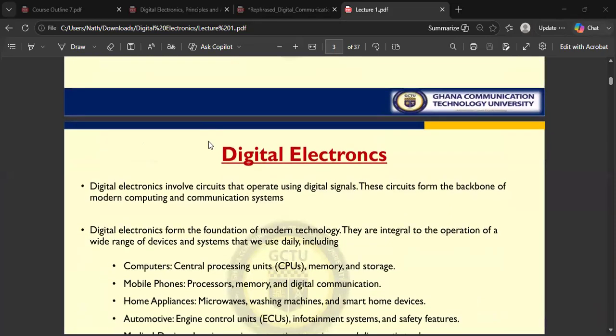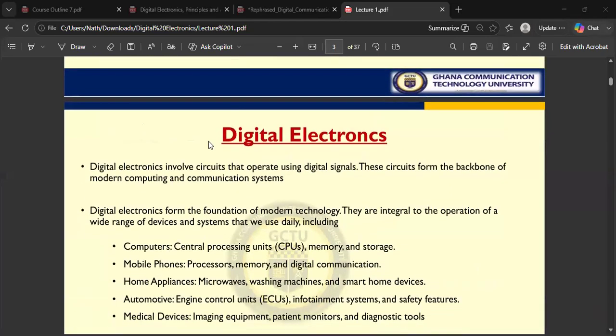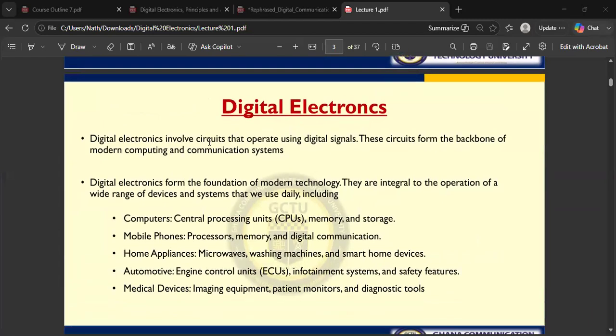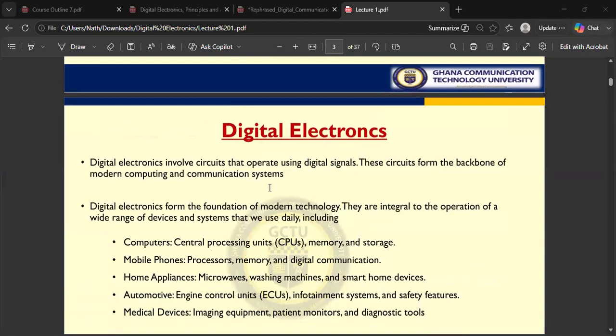So like what I said, digital electronics involves circuits that operate using digital signals. We see it as a digital signal. A digital signal is a signal that is discrete in time and then discrete in amplitude.